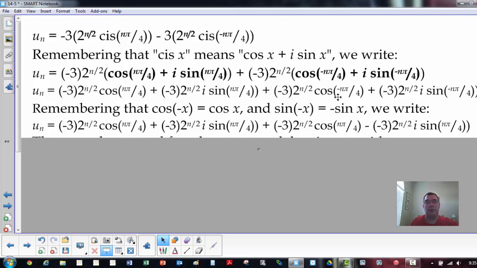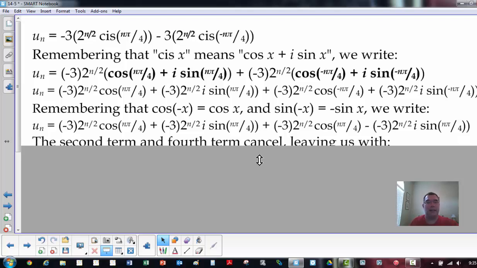Notice that in moving from cosine negative n pi over 4, I can simply say that it is the same as the cosine of positive n pi over 4. And over here, I can't just simply drop the negative because the sine of negative x is not equal to the sine of x. I can drop that negative as long as I put a negative out in front of it. So now I have some like terms.